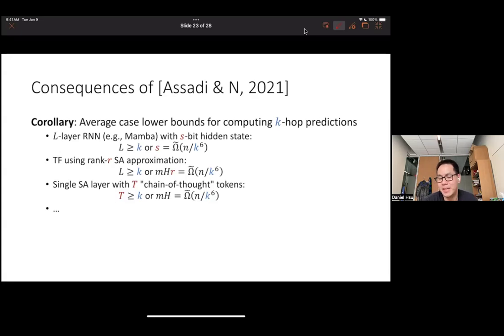Okay, so this is kind of similar to the type of lower bounds we had given in some previous works for RNNs on problems that transformers seem to solve quite efficiently. But this doesn't just apply to recurrent neural networks. There are other kinds of architectures that seem to be very sequential. An example that's not so obvious is these kinds of approximate self-attention versions of transformers.